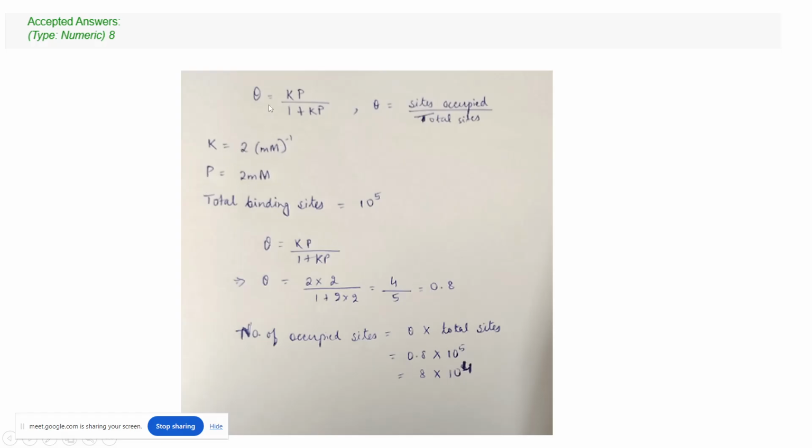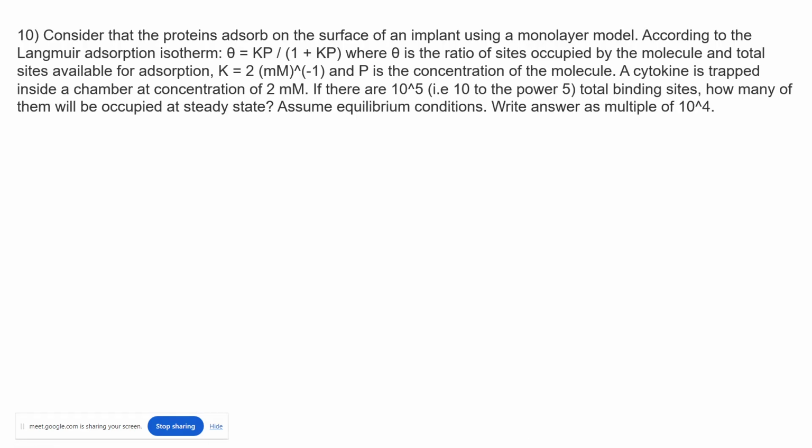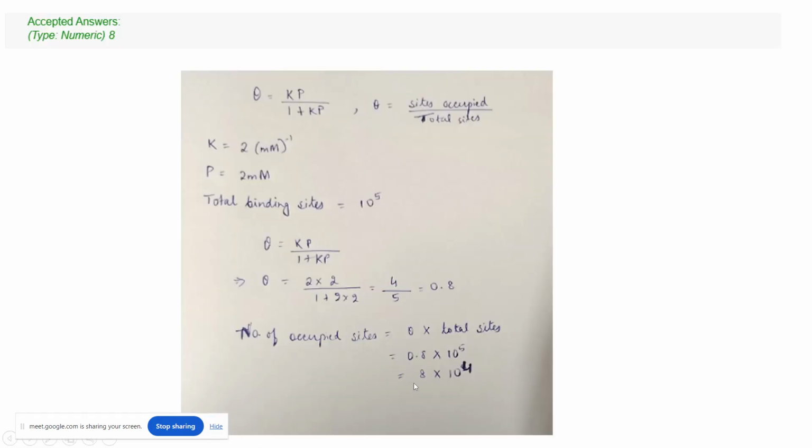So if we put these two values in the theta equation, this gives us theta equals 2 into 2 by 1 plus 2 into 2, basically 4 by 5, which is 0.8. Now theta is sites occupied by total sites. So the number of sites occupied would be theta into total sites, which is 0.8 into total sites, which is already given in the question, 10 to the power 5. So it would be 8 into 10 to the power 4. Since the question asked for answer as multiple of 10 to the power 4, the answer would be 8.